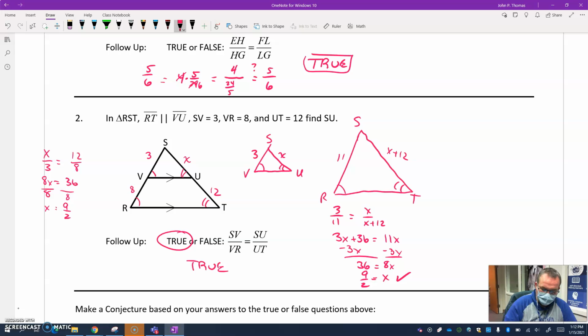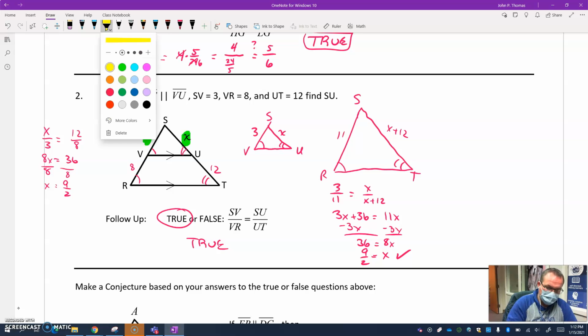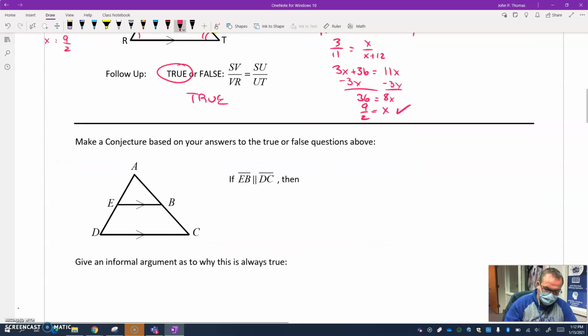So I feel like with those two, we're going to start feeling pretty comfortable that we can look at that ratio by comparing here to here and here to here when we have the same characteristics, which is that the line through the middle is parallel to the base. All right, so let's look at the next one.